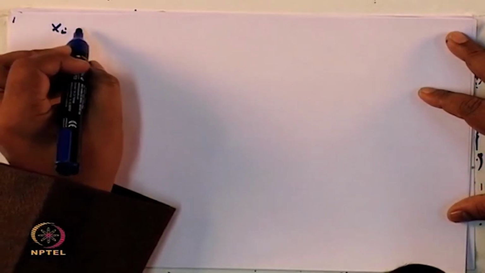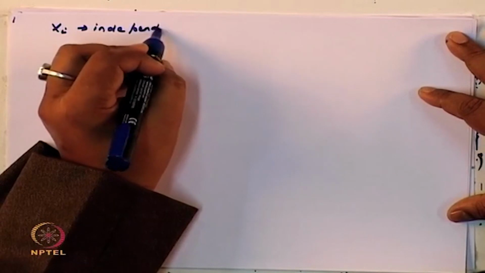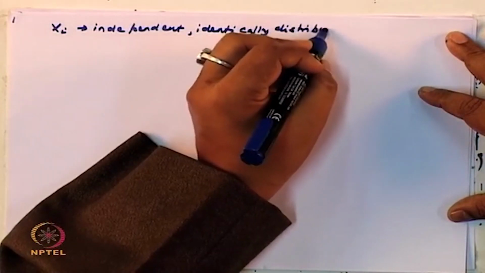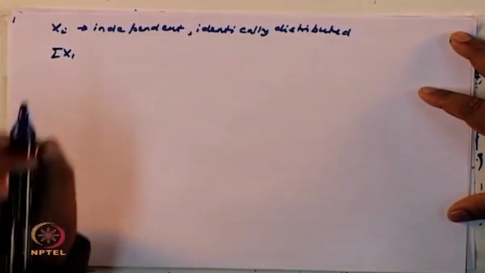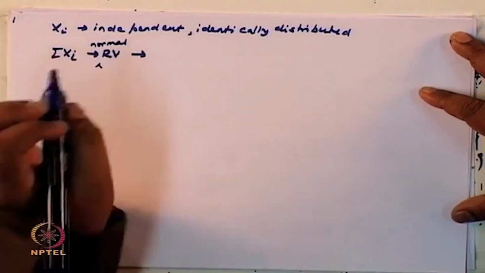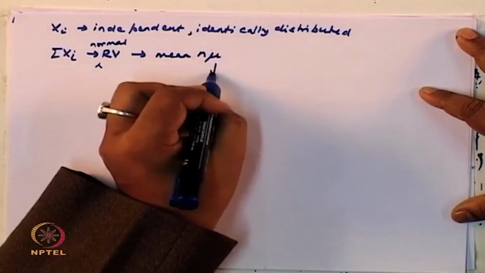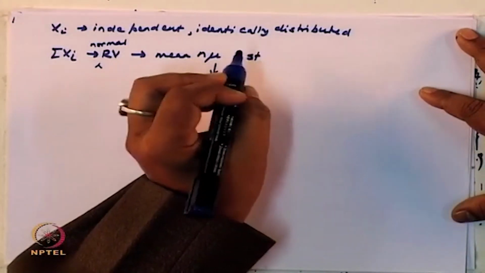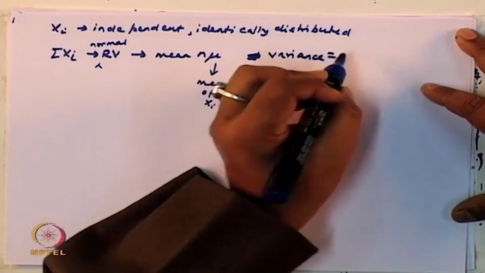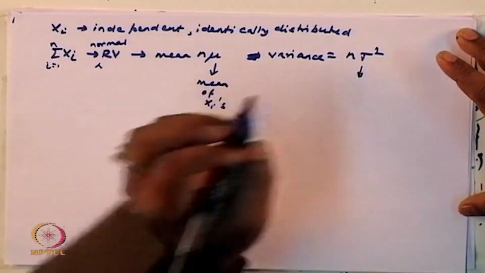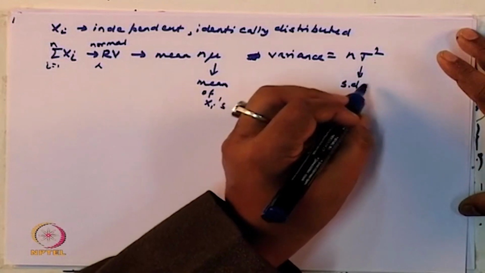What we had covered in last class was, if you had random variables xi which are independent but identically distributed, then the summation of xi is a normal random variable with mean equal to n mu, where mu is the mean of each of these xi's, and variance equal to n sigma square, where i is from 1 to n, and sigma square is the variance of each RV xi.